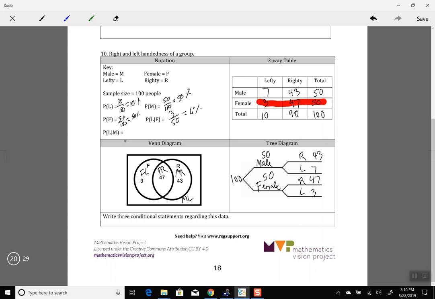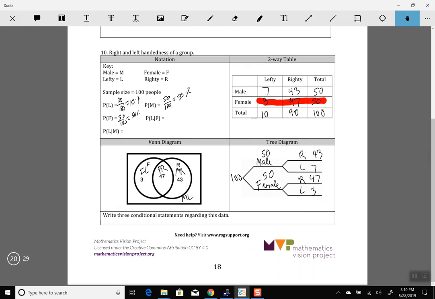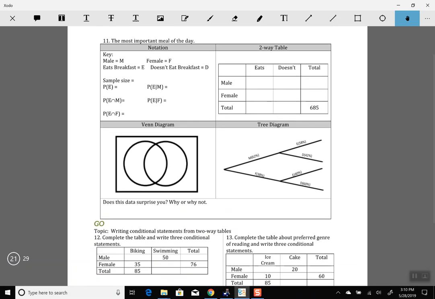And then probability of lefty given male, that would be 7 out of 50, or 14%. And then, let's see, last one, number 11.